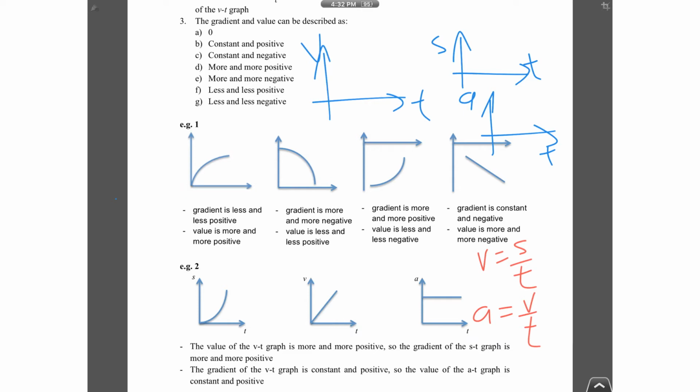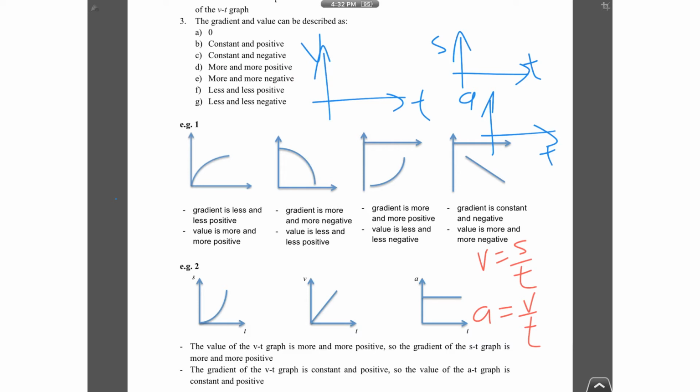Then you compare, let's look at the gradient. Is it a straight line or not? If it's a straight line like this, then we say the gradient is constant. But if it's a curve, your gradient is not constant, right? Like in this case here, it is pointing up, so it's positive, but it's not a straight line, so it's not constant and positive. Do you understand? So it's either more and more positive or less and less positive.